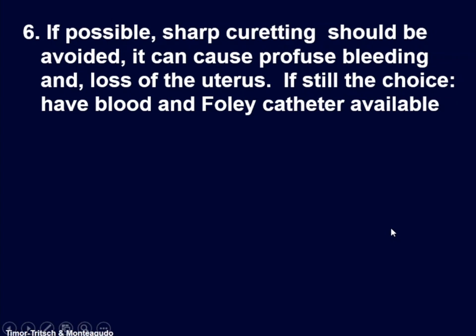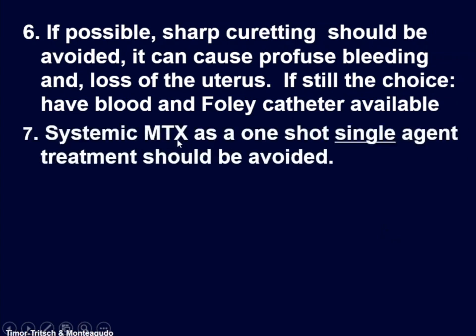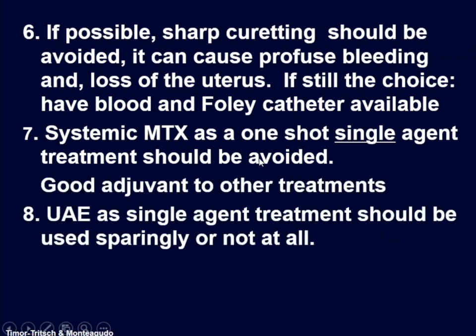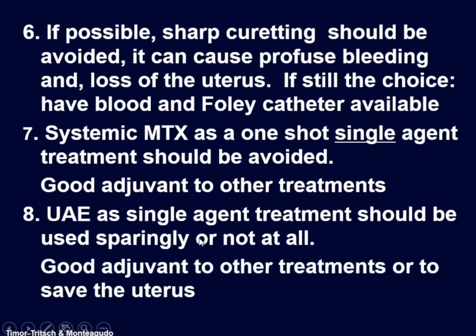If possible, sharp curetting should be avoided. It causes profuse bleeding. If it is still the choice, have a Foley catheter available and of course blood. Systemic methotrexate as a one-shot single agent should be avoided. It is a good adjuvant to other treatments. Embolization as a single agent should be used sparingly, if at all. Again, it's a good adjuvant treatment or a good solution to spare the uterus.